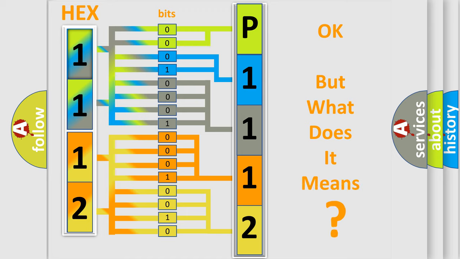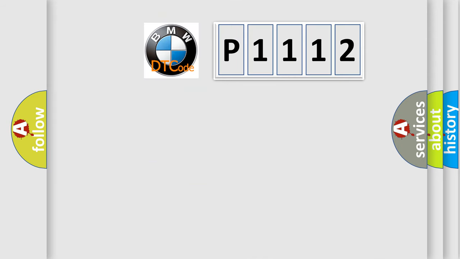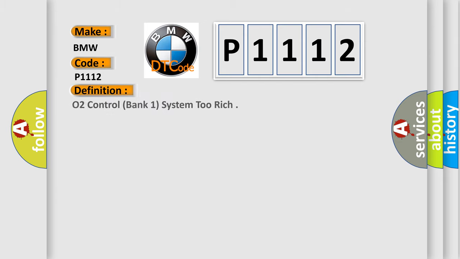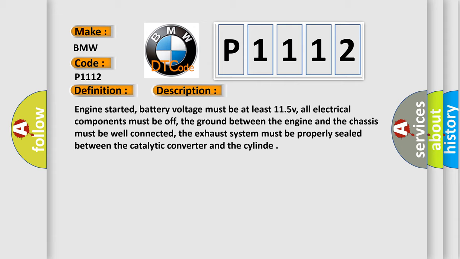The number itself does not make sense to us if we cannot assign information to what it actually expresses. So, what does the Diagnostic Trouble Code P1112 specifically interpret for BMW? The basic definition is O2 control, bank 1, system 2 rich. And now this is a short description of this DTC code.